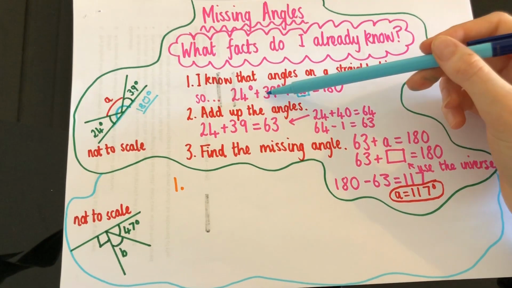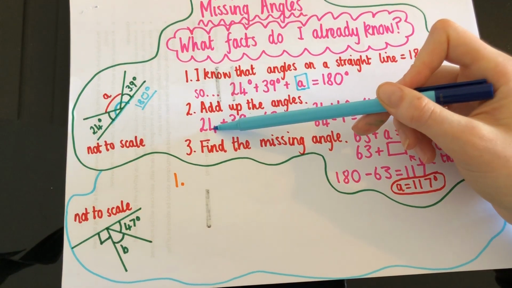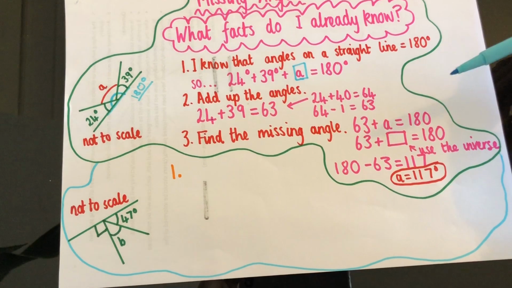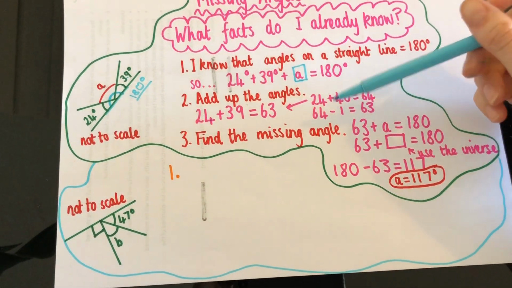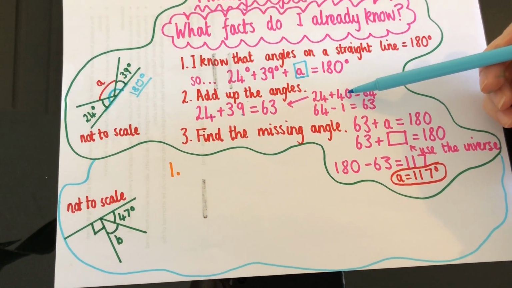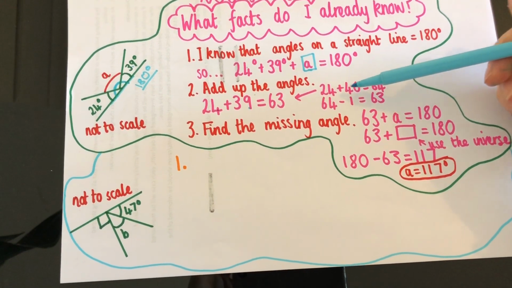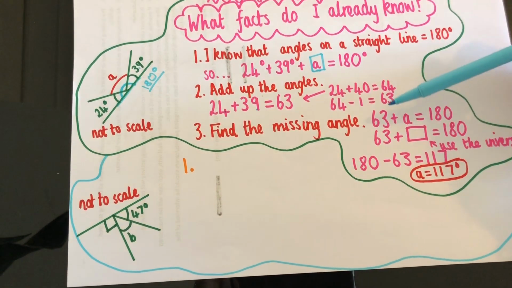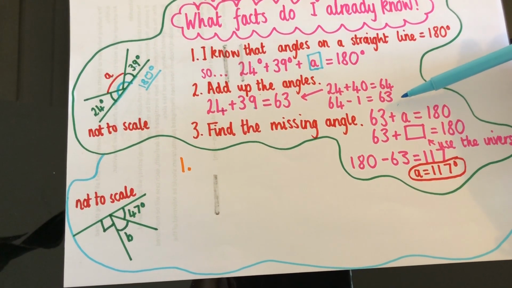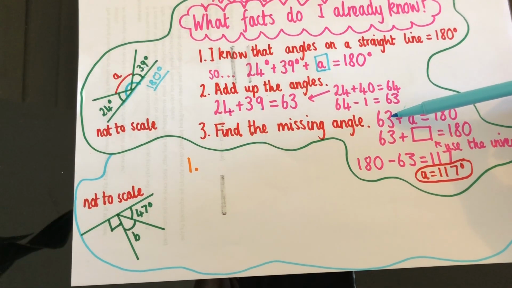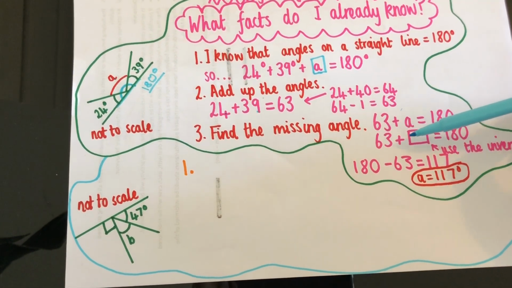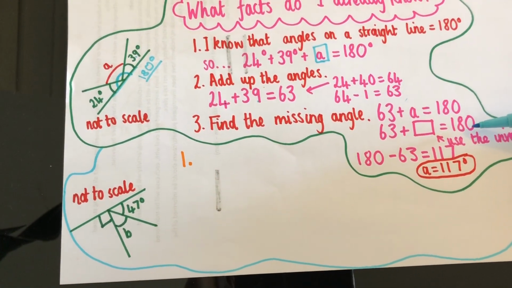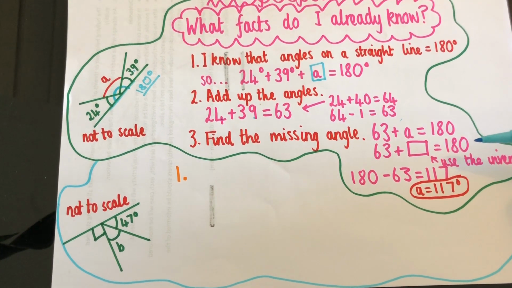So I'm going to add up what I already know. I'm going to do 24 plus 39 to add up these two angles here. I've managed to do this in my head because I know that 39 is 1 away from 40, so I can do 24 plus 40, or plus 4 tens, so that's 64, and then I need to take away the 1 that I added on to get to 40, so I've got 63. So I now know that 63 plus A, or 63 plus my missing number, is equal to 180 degrees. I've now got a number sentence that I can solve.